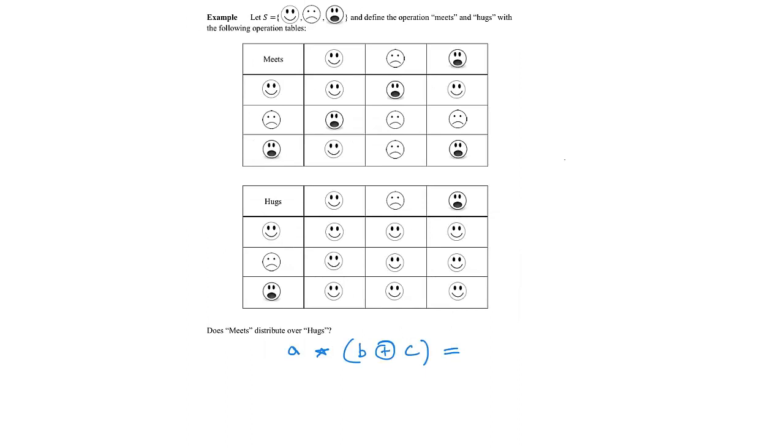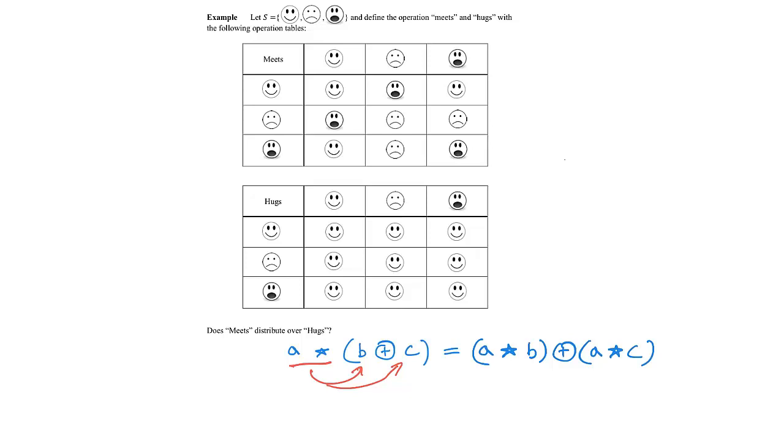So copying the equation from above, it's A star distributing over B circle plus C. So the A star is distributing to the B and is distributing to the C. So the other side of the equation would be A star B circle plus A star C.